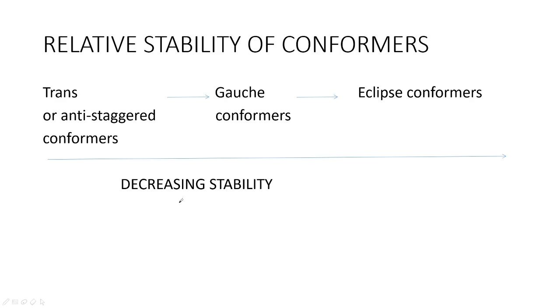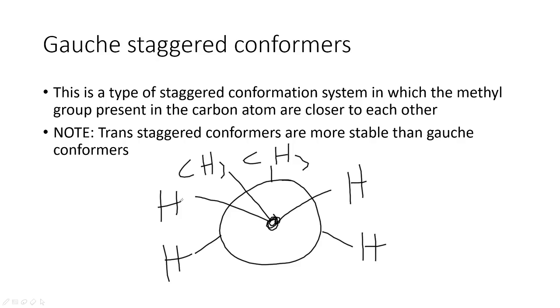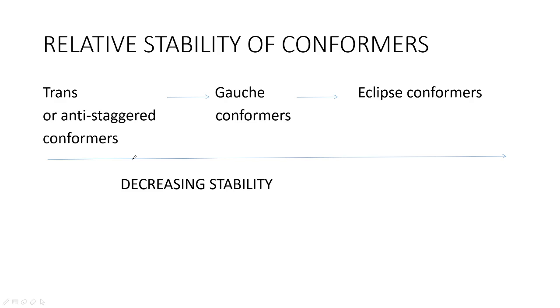Like I said earlier, trans-staggered conformers are more stable than gauche-staggered conformers. Now, I'm just going to be talking about the relative stability of all these groups. If we look at this, we see that trans or anti-staggered conformers are more stable than gauche conformers, and gauche is more stable than eclipsed conformers.